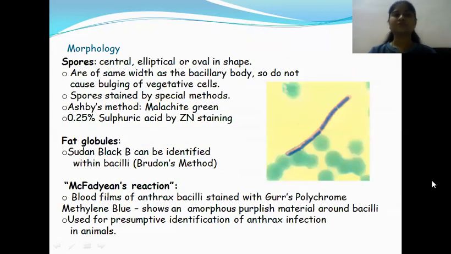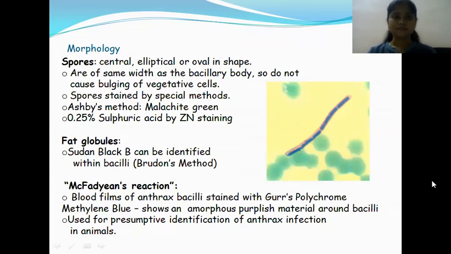Then Bacillus anthracis has spores. These spores are central and oval in shape. The position of the spore is central and the shape of the spore is oval. These spores are non-bulging, and can be observed by special staining techniques like the Ashby method, in which malachite green is used, and we can also use the ZN staining method because these spores are acid-fast. In the ZN staining method, we can use 0.25% sulfuric acid as a decolorizer.